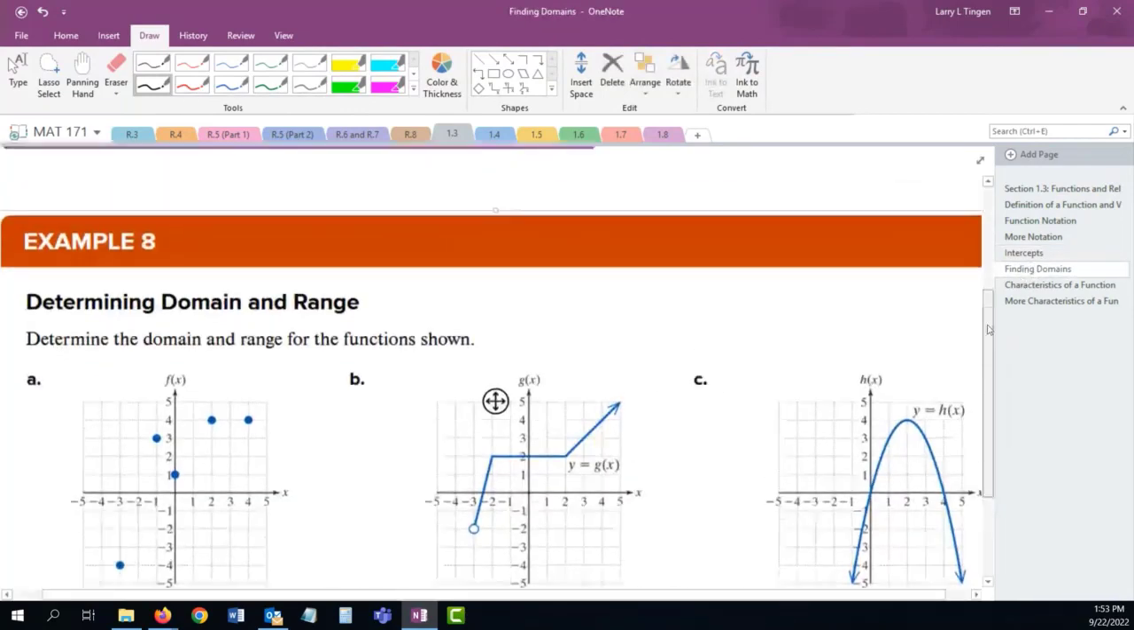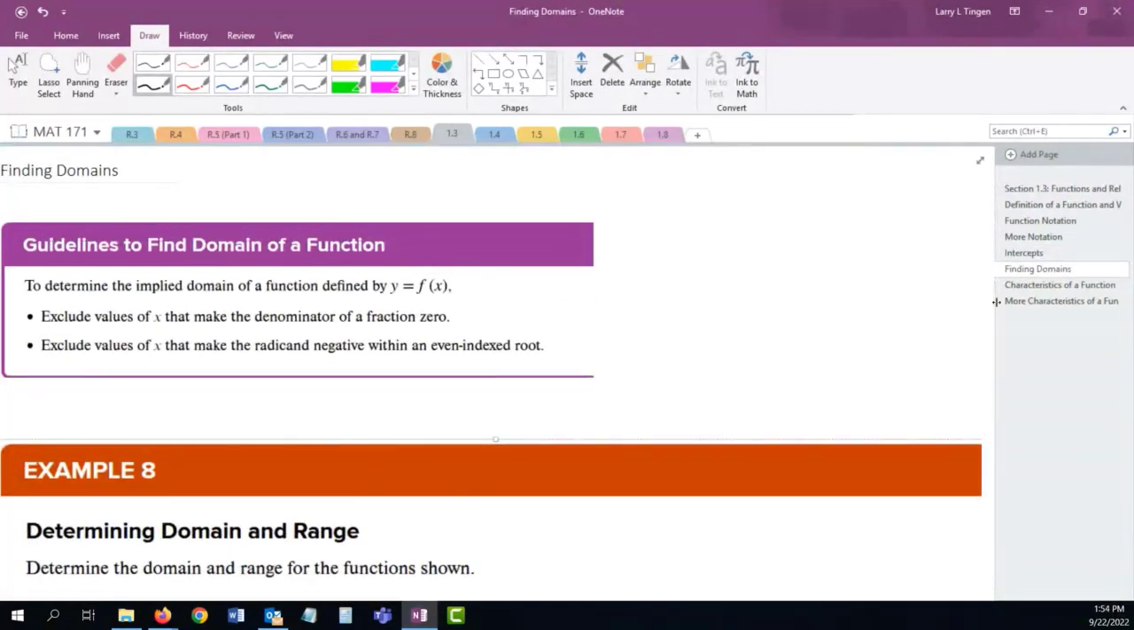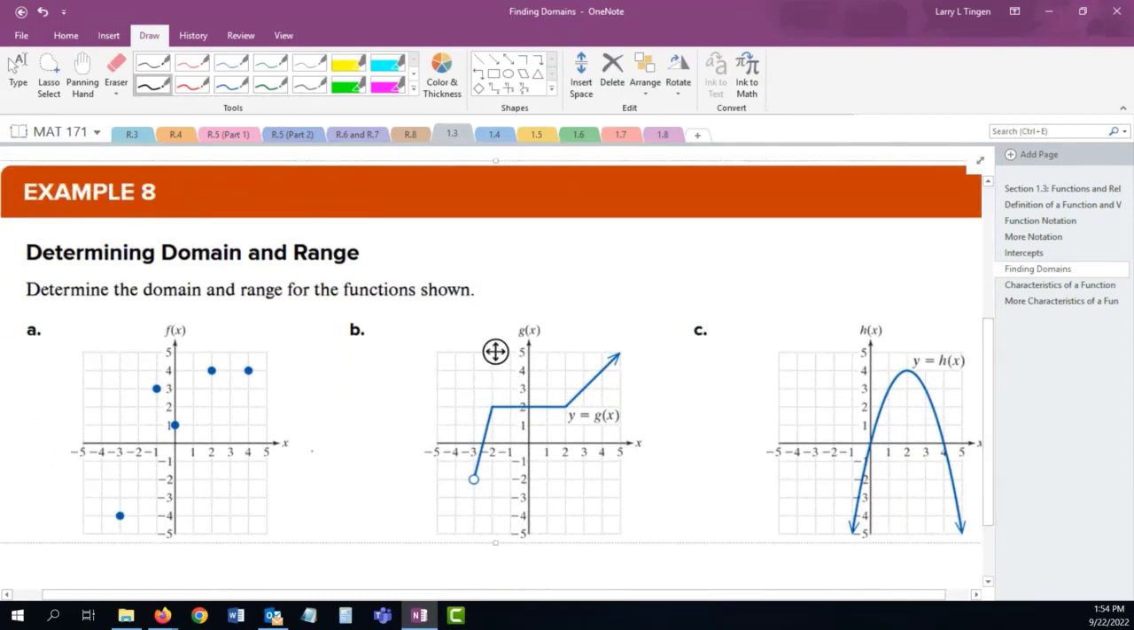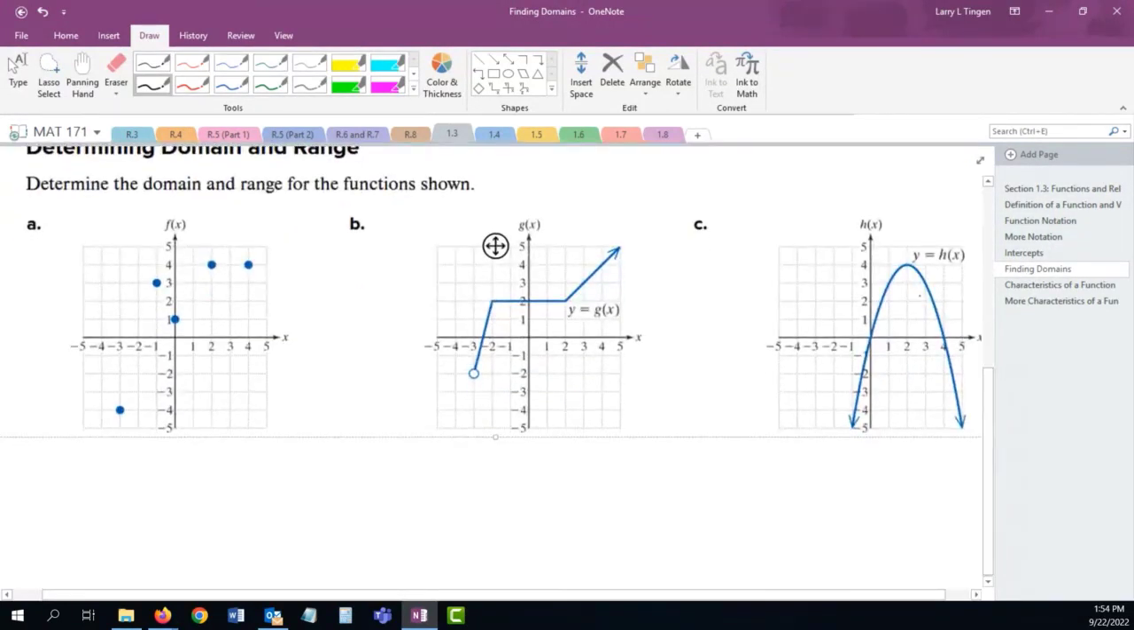Let's go hunt some domains real quick. The guideline at the top is going to inform us on how to do some work on the next page. So I want you to just take a look at example 8. Example 8 here tells us, here are three graphs. Tell me the domain and the range of each. Well, that one's easy because these are all points, right? We just have to figure out what the points are.